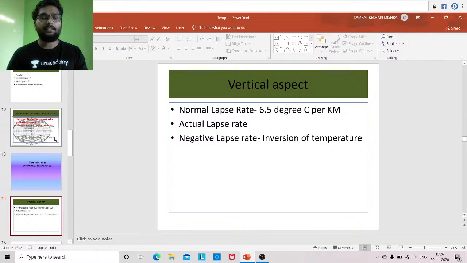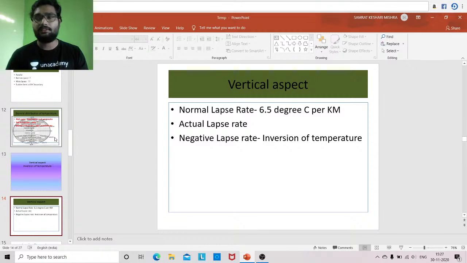So the next is the negative lapse rate. Lapse rate is of two types, positive and negative. Positive lapse rate means with increase in the height there will be decrease in the temperature, and negative lapse rate means with increase in the height there will be increase in the temperature. It is the opposite of the normal lapse rate, where we see that as height increases, the temperature decreases.